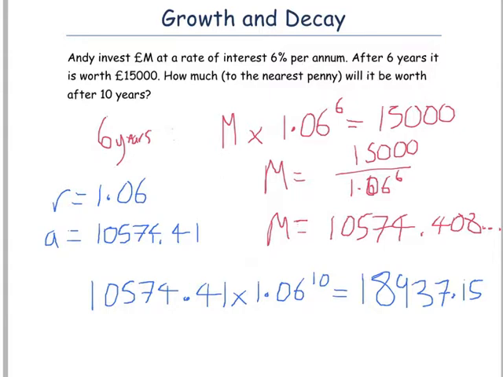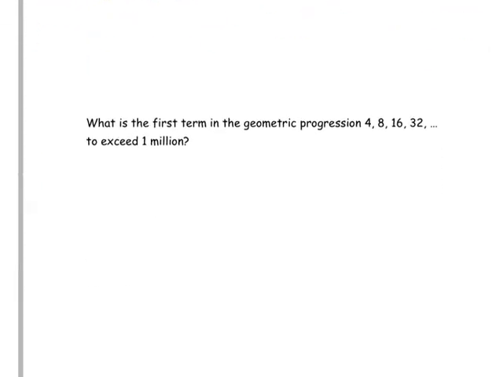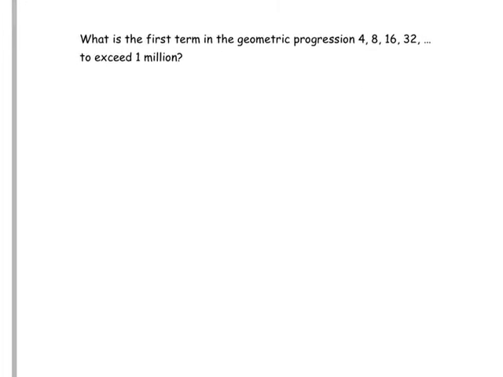Now, there's also another question to look at. What is the first term in a geometric progression which goes 4, 8, 16, 32, which exceeds 1 million? The first thing we need to do here is find out the common ratio. So what is the common value that gets us from 4 to 8 and then from 8 to 16? Well, obviously you're timesing by 2, because 8 divided by 4 is equal to 2.